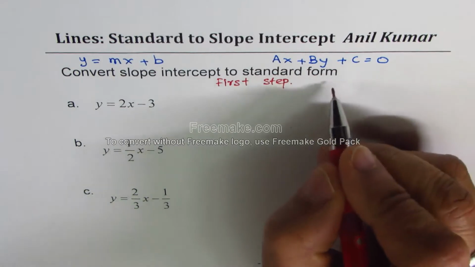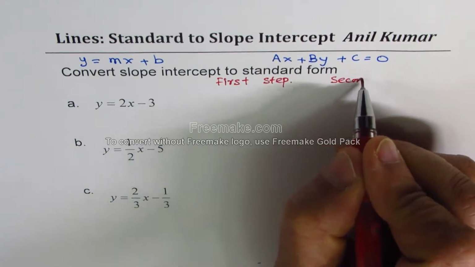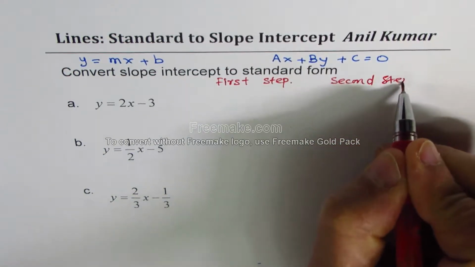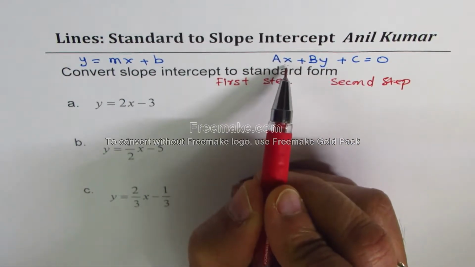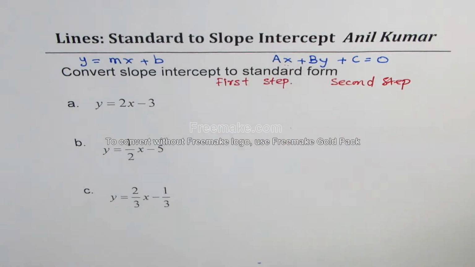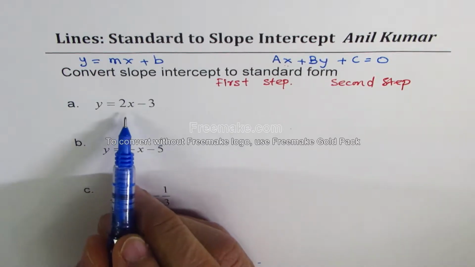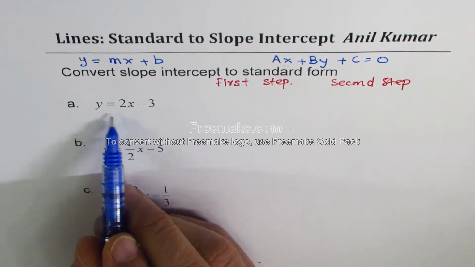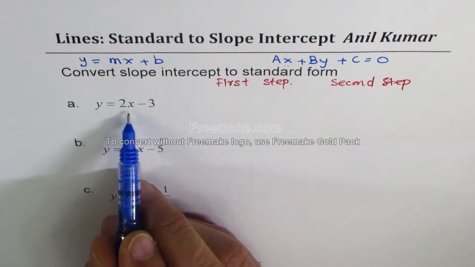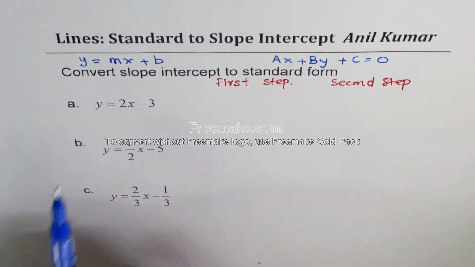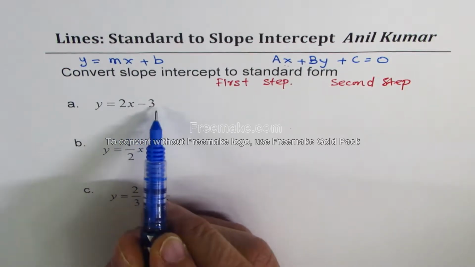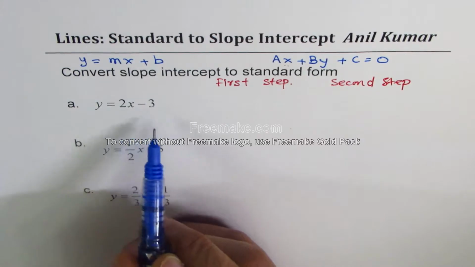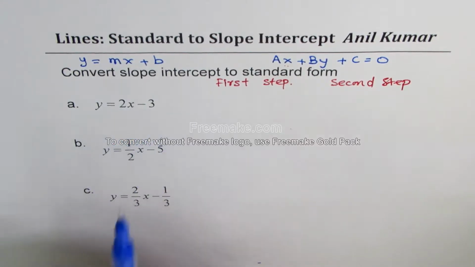And the second step, of course, will be to bring them to one side with the x term first, right? So you have to write the x term first. That will be the second step. In this example, what you notice is that we do not have fractions, so it could be done in one single step. If I bring y to the right side, then I get standard form directly. However, I will do this in two steps.